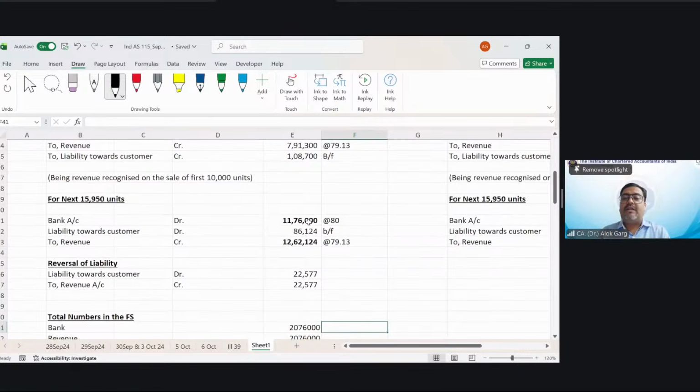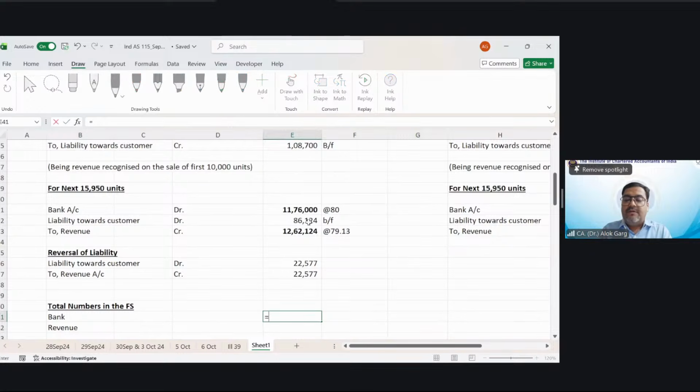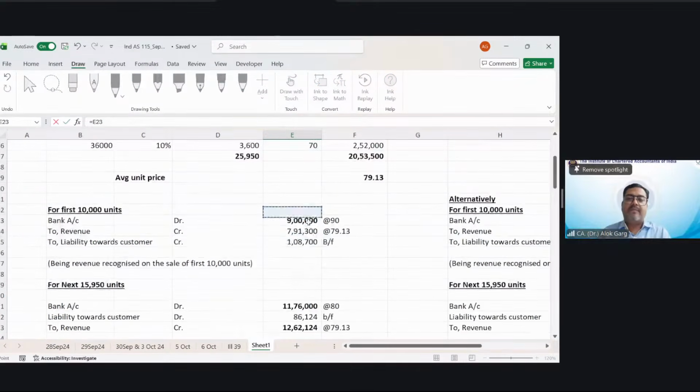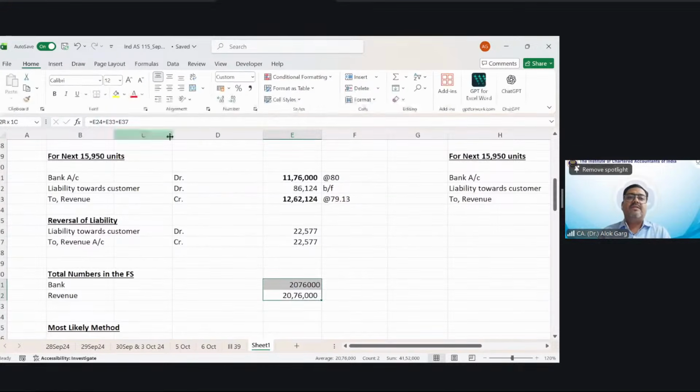If I talk about my total number in the financial statement, friends, tell me how much money I should receive for selling 25,950 units. 25,950 multiplied by 80, right? And let's see how much revenue I have recognized. This plus 22,577, which is 20 lakh 76,000. This is the amount of revenue which I have recognized in the financial statement. Is that clear, my dear friends? I hope it is clear to all of you.